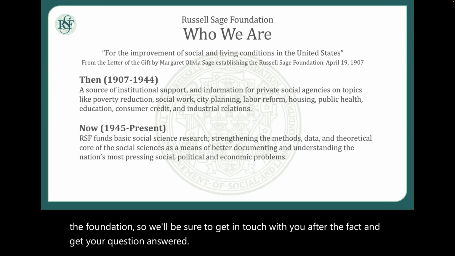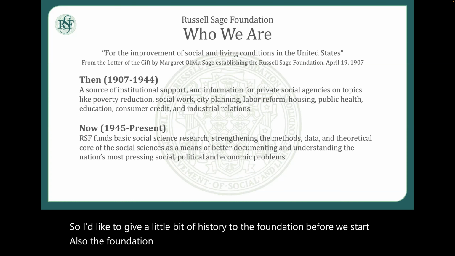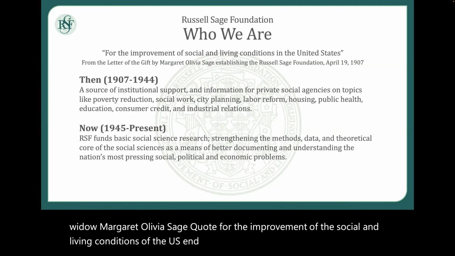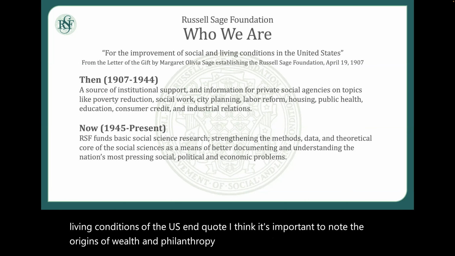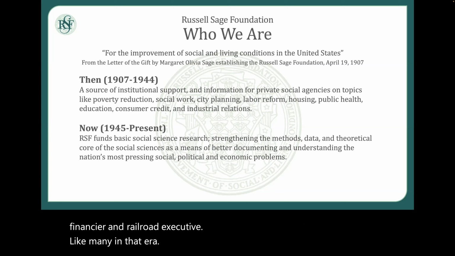So I'd like to give a little bit of history of the foundation before we start. The foundation was established in 1907, not by Mr. Sage, but by his widow, Margaret Olivia Sage, quote, for the improvement of the social and living conditions of the US, end quote. I think it's important to note the origins of wealth in philanthropy, and Russell Sage built his fortune as a financier and railroad executive who, like many in that era, built his wealth off the exploitation of the poor and working class.